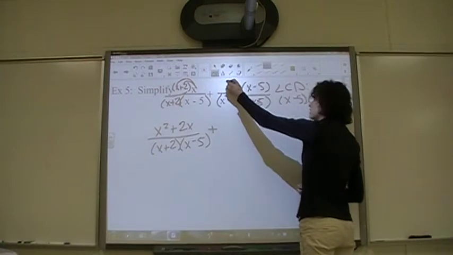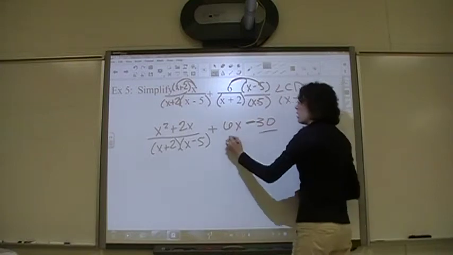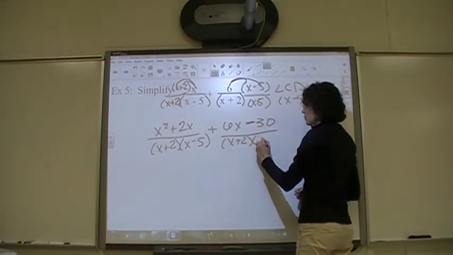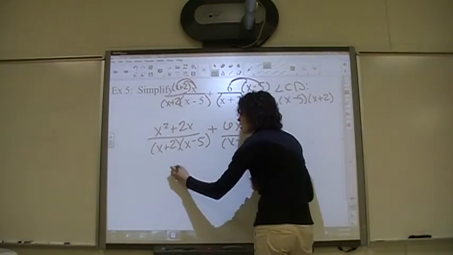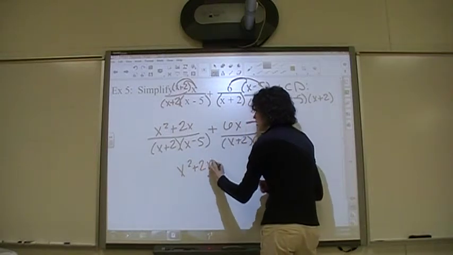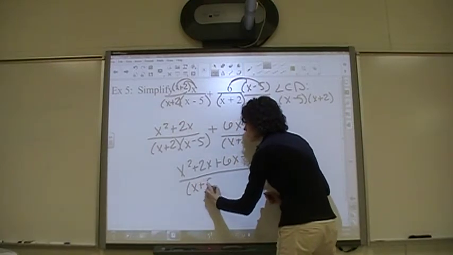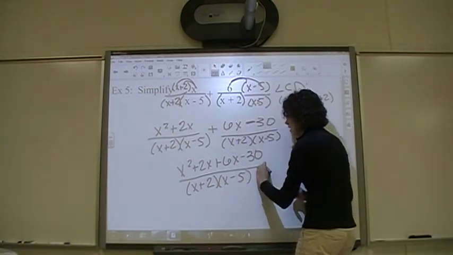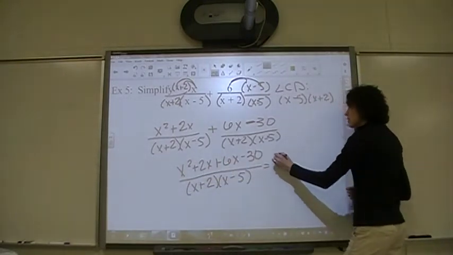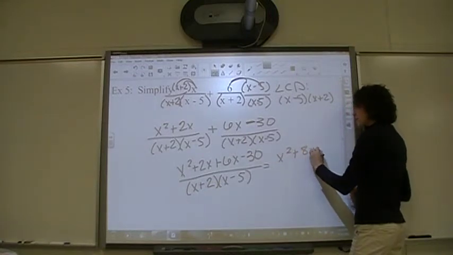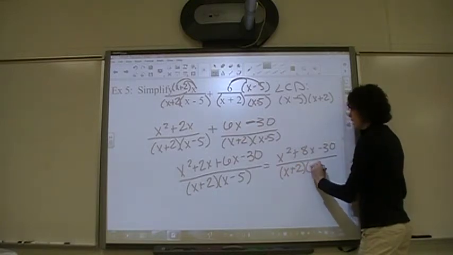Then plus, take your 6, distribute that: 6x minus 30 all over x plus 2, x minus 5. Now, smash everything together. Smash the top together and you get x squared plus 2x plus 6x minus 30 all over just one of your bottom, which is x plus 2, x minus 5. Then finally, add your like terms together, which is your 2x and your 6x. So you have x squared plus 8x minus 30 all over x plus 2, x minus 5.